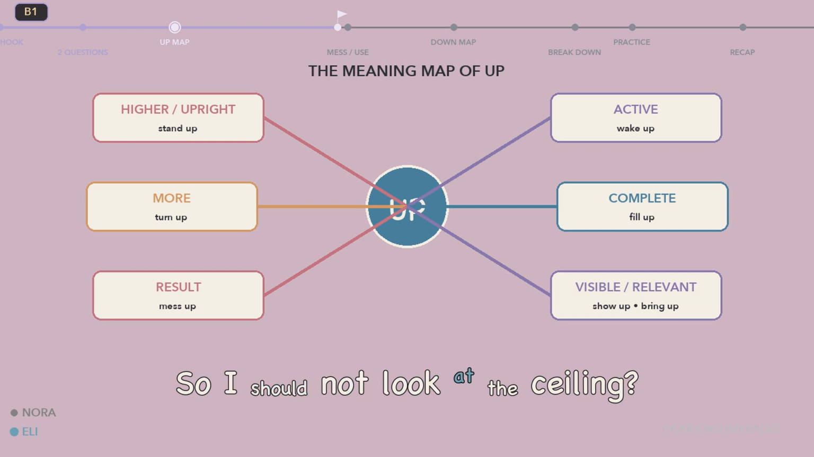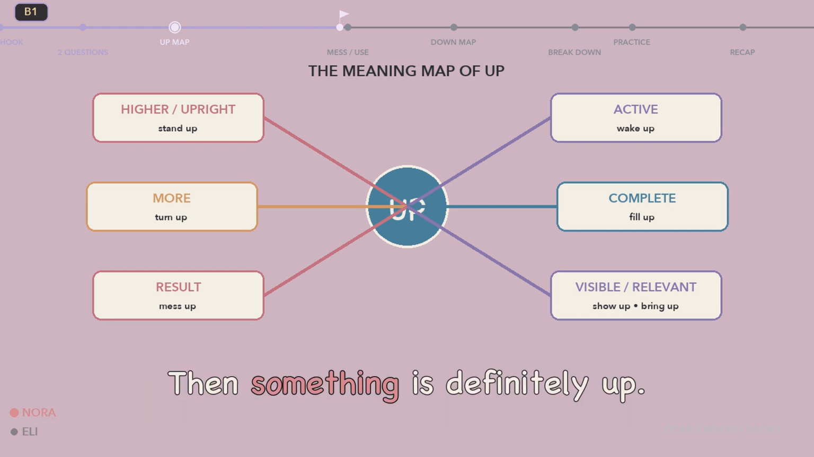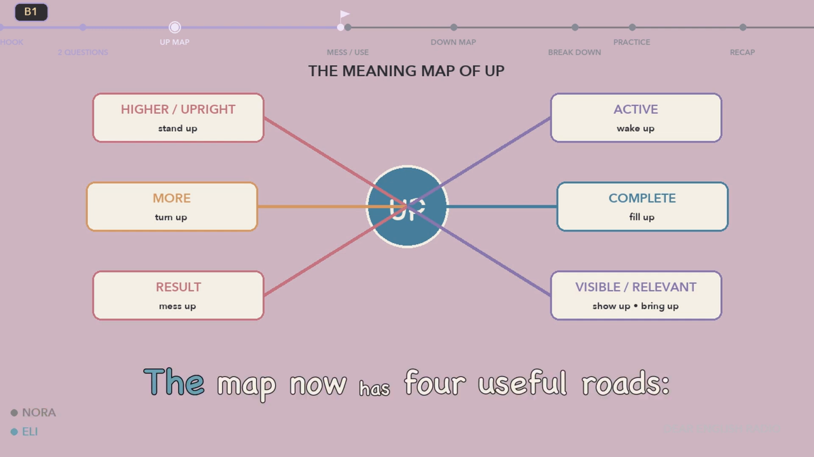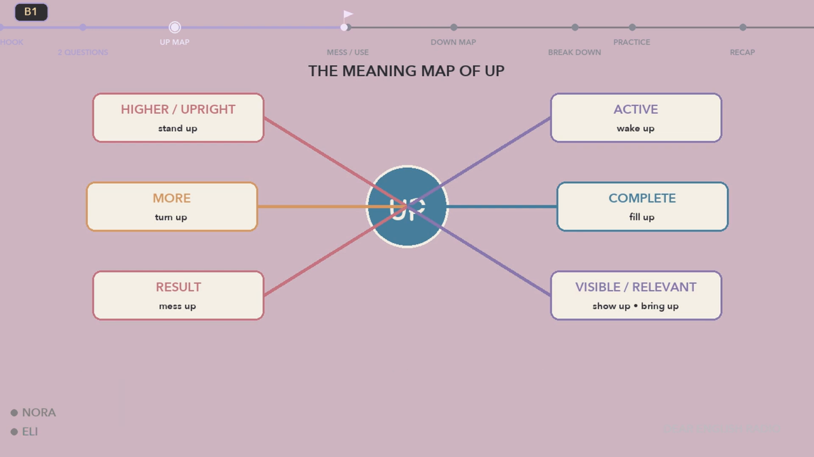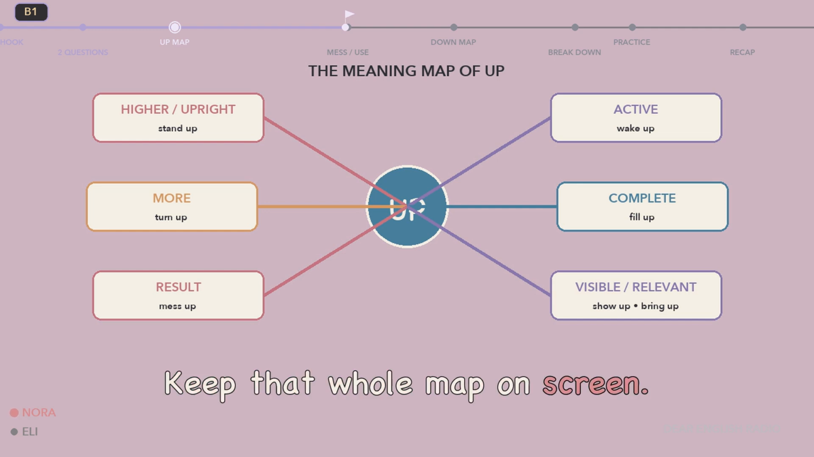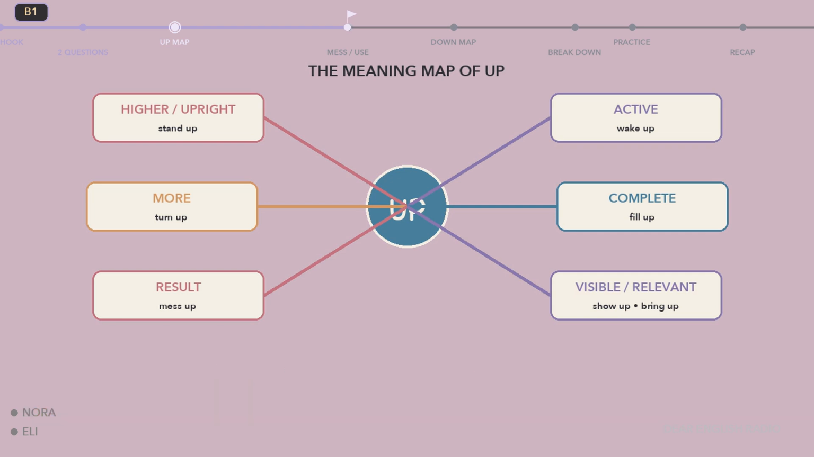So I should not look at the ceiling? Only if water is coming through it. Then something is definitely up. The map now has 4 useful rows: higher, more, complete, and active or visible. Keep that whole map on screen. We need it for the listener's original puzzle.